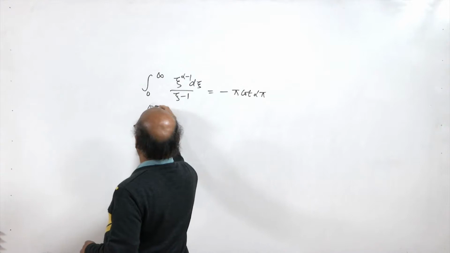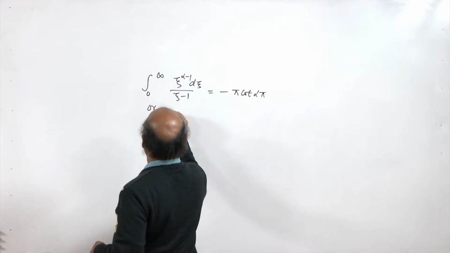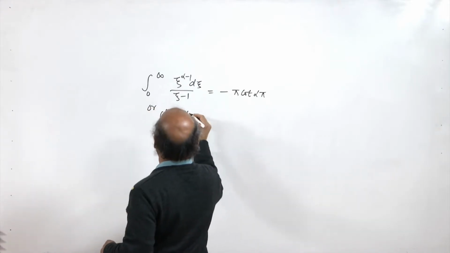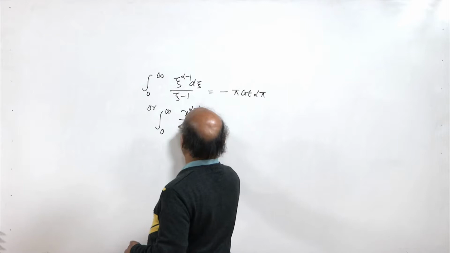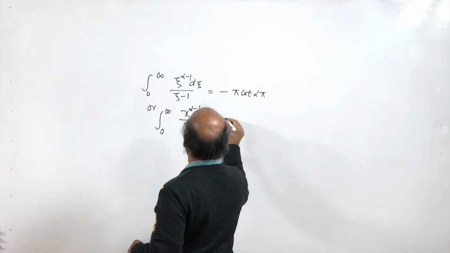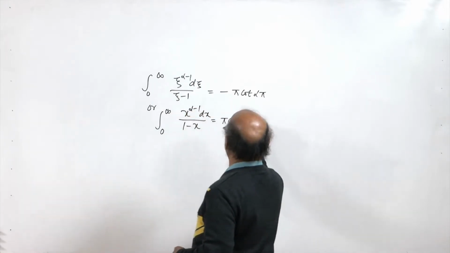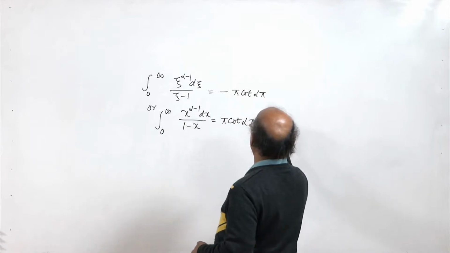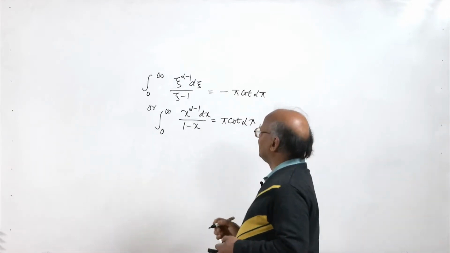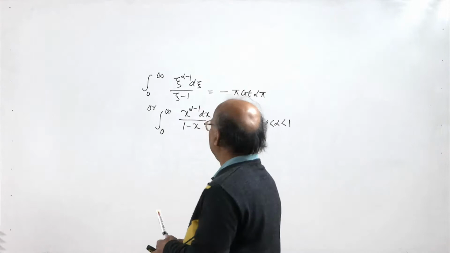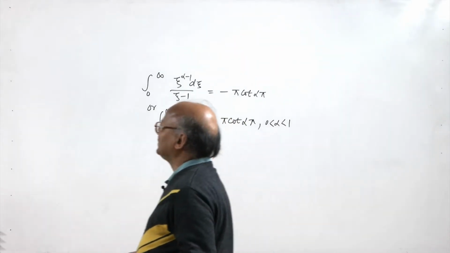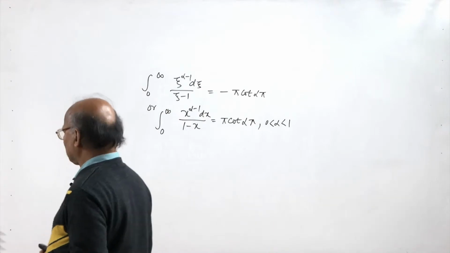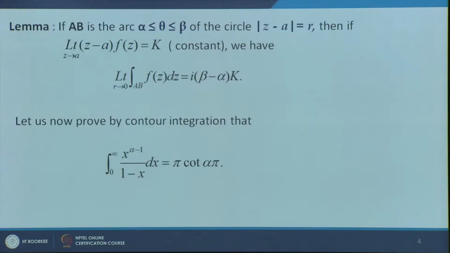For convenience, in place of xi we can write x. So we have to prove that the integral from 0 to infinity of x to the power alpha minus 1 dx divided by (1 minus x) equals pi cot alpha pi, for 0 less than alpha less than 1. Now we shall find this real integral by using contour integration. So first we shall prove this lemma.